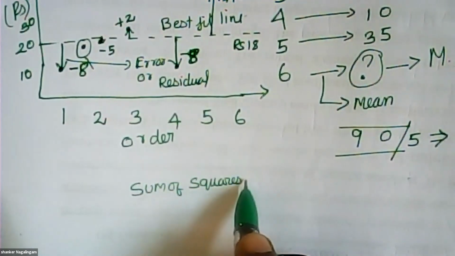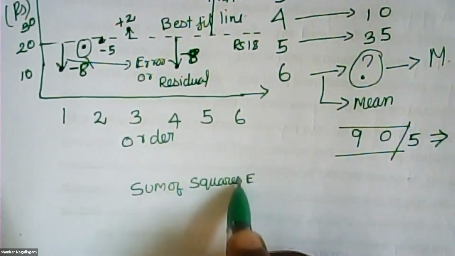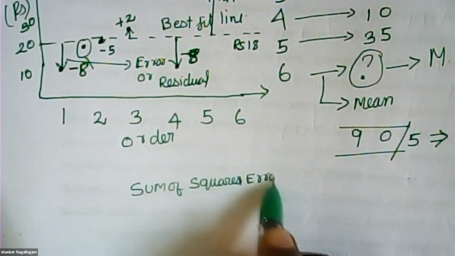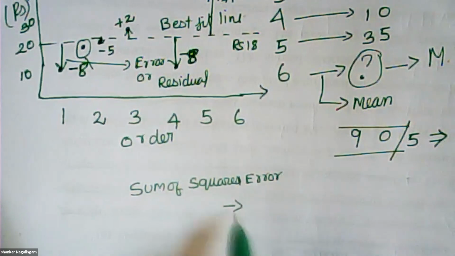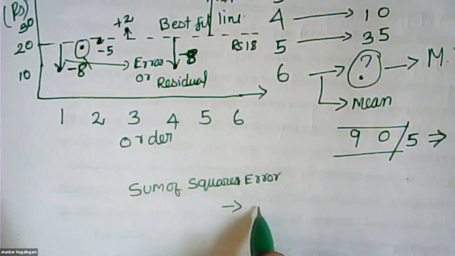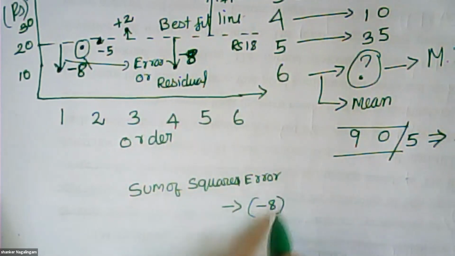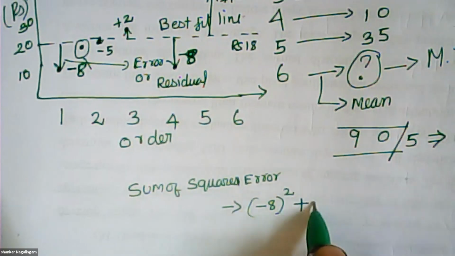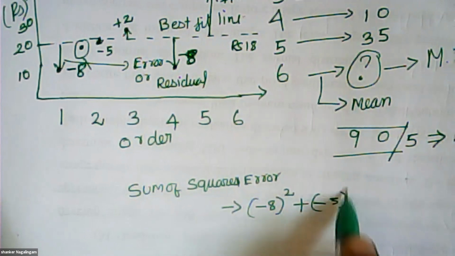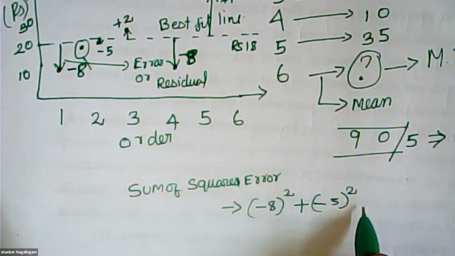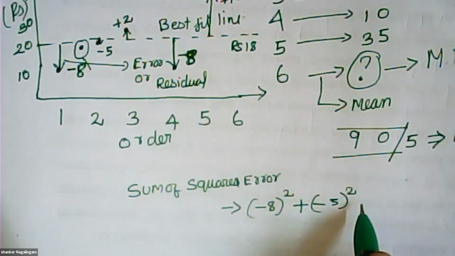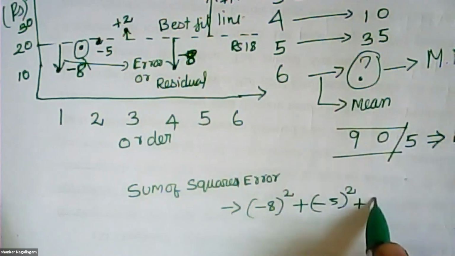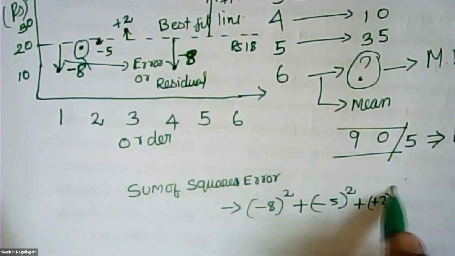Sum of the square errors. What it actually means is that I'm going to take minus 18 the whole square, and then minus 5 the whole square, then you will have plus 2 the whole square.